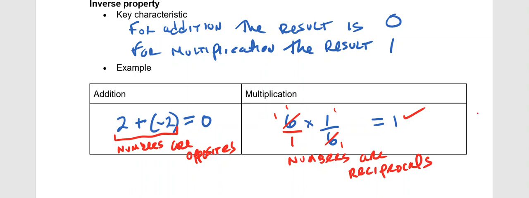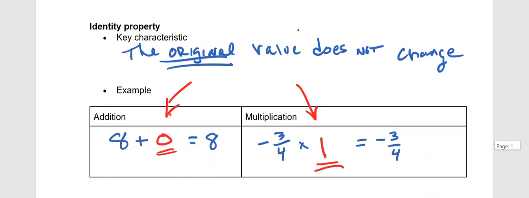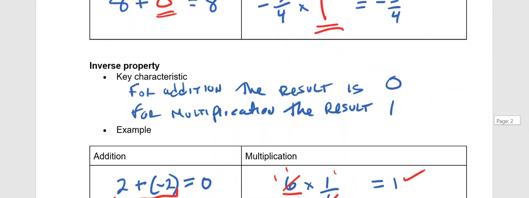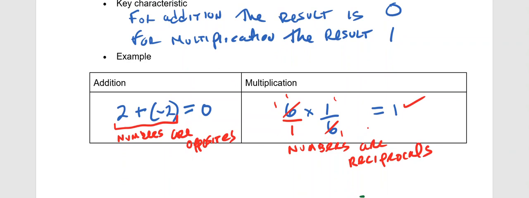So those are your 4 properties that you're responsible for. The commutative property, order does not matter. The associative property, grouping does not matter. The identity property, the value does not change. And by the way, these are equivalent. 8 plus 0 gives us 8, which is equivalent to the 8 as an expression on its own on the other side. So we're maintaining equivalency. In the inverse property, in which we get a result of 0, again maintaining equivalency, adding opposites, 2 plus -2 is equal as an expression to the expression of 0 on the other side, or because of multiplying reciprocals, 6 times 1/6 is equivalent to the expression of 1 on the other side.